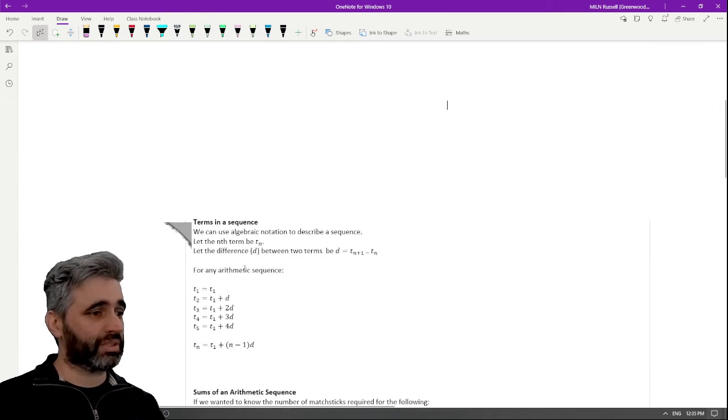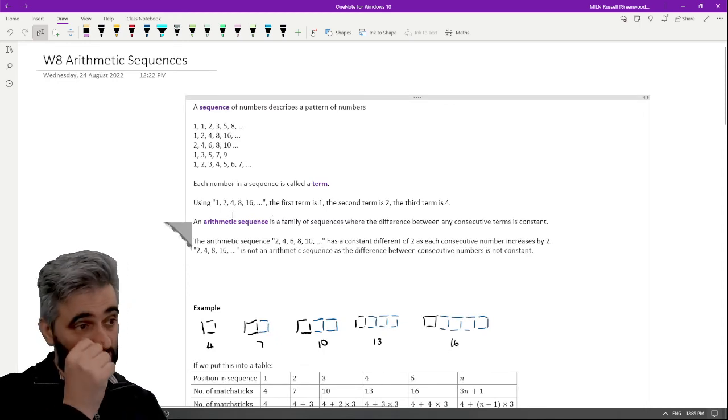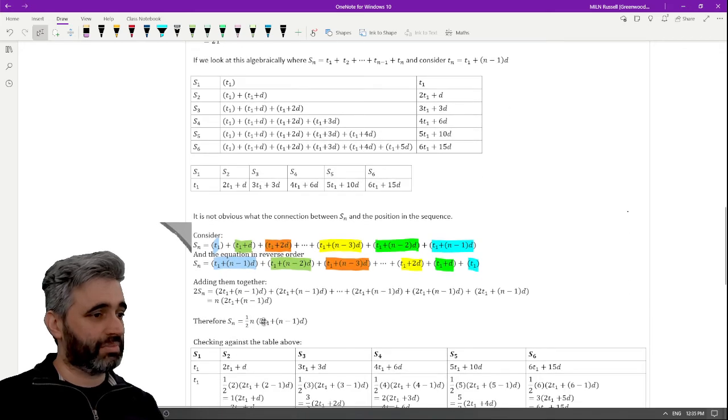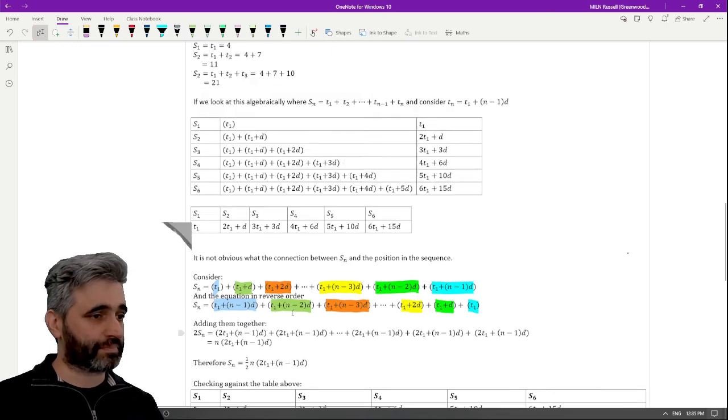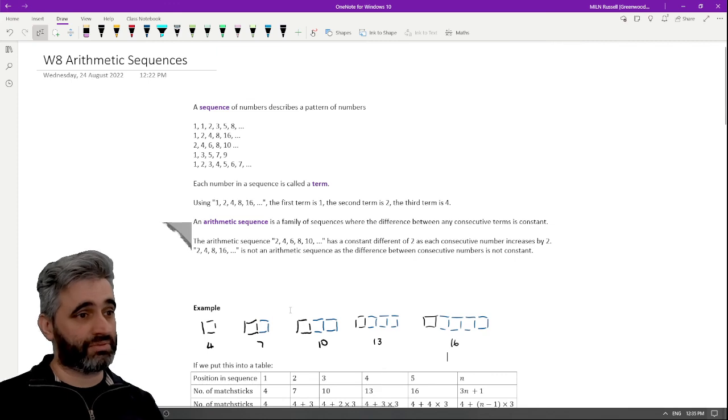We've had a quick look at how to find terms in an arithmetic sequence, how to find the nth term in an arithmetic sequence, and how to sum the first n terms in an arithmetic sequence to find the series value. And we can now use that to solve the AMC problems that I've set during the week.